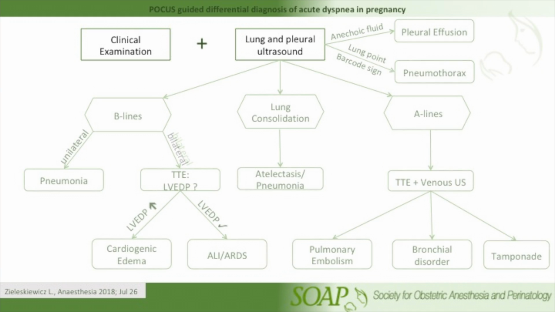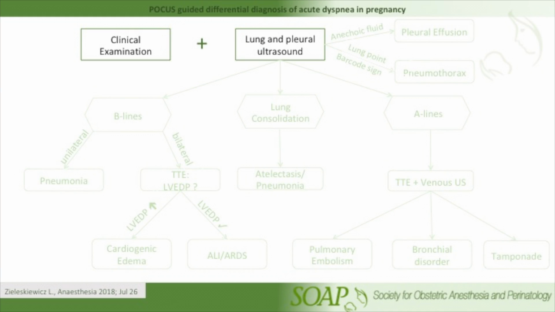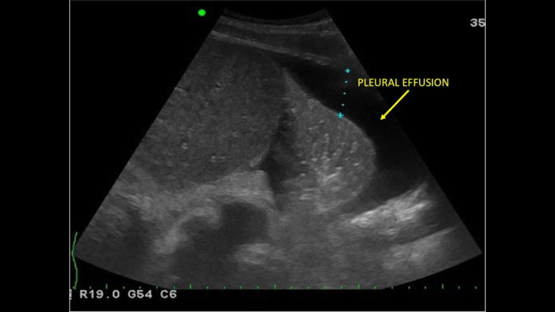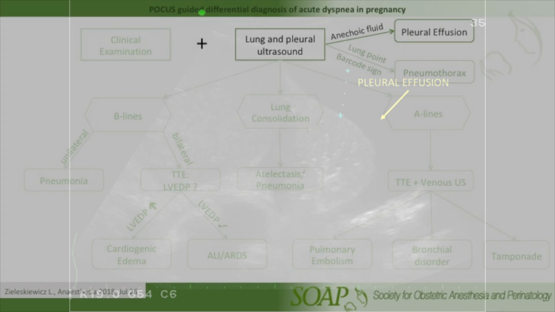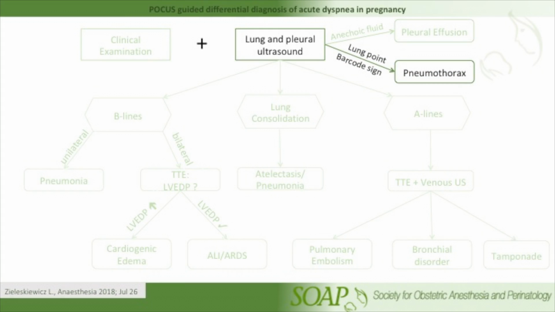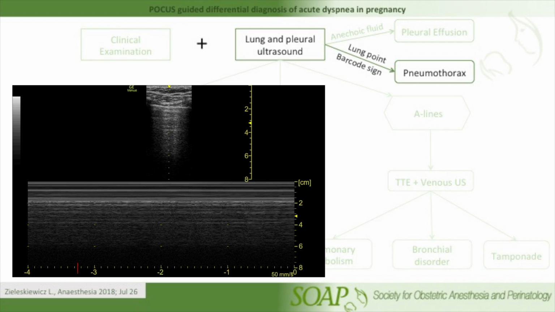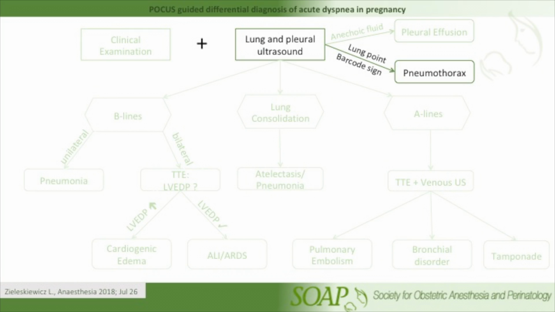After approaching our patient and performing a clinical examination, we start with the pulmonary ultrasound. The presence of anechoic fluid, which can be easily identified on ultrasound, indicates pleural effusion. Presence of a lung point is pathognomonic for pneumothorax. Please see the lung ultrasound chapter of our video series for details on diagnosing pneumothorax.